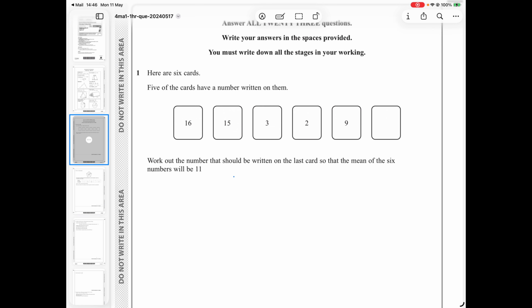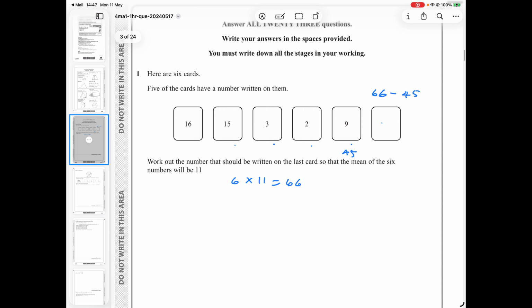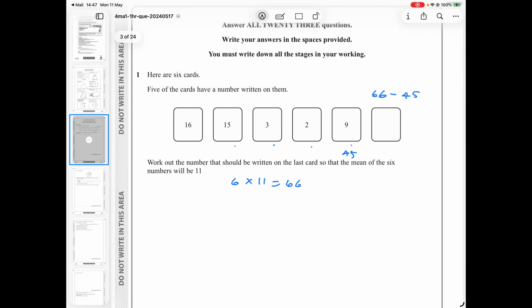So if we know that 6 times 11 equals 66, then the number that goes in there is simply 66 minus all the rest. So that's 31, 34, 36, plus 9 is 45. So it's 66 minus 45, which is 11. 11? There we go, let's try that again. No, it's not, it's 21. Okay, so that's how you do that one.